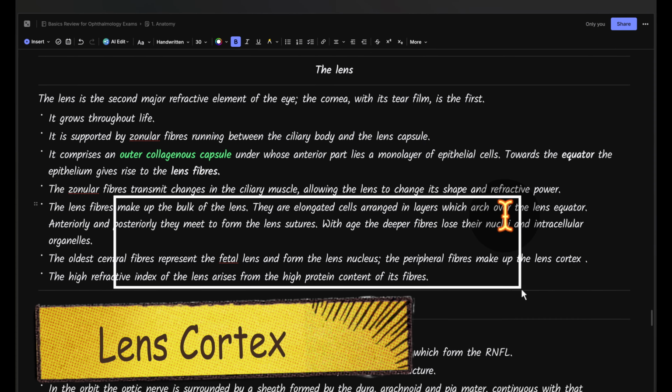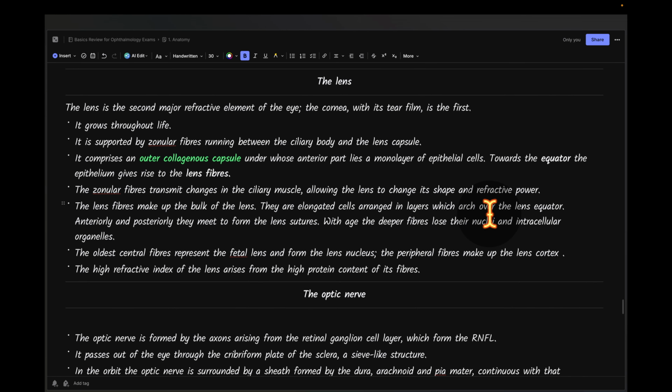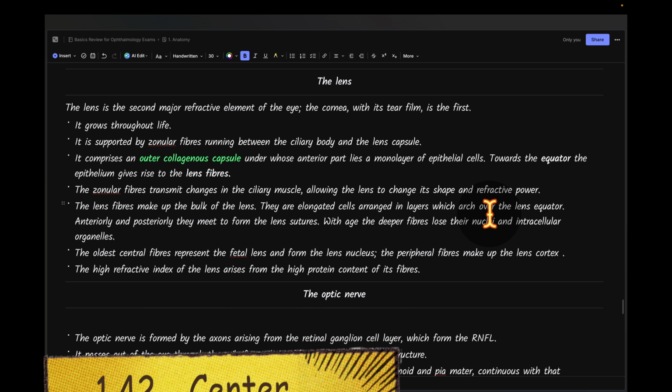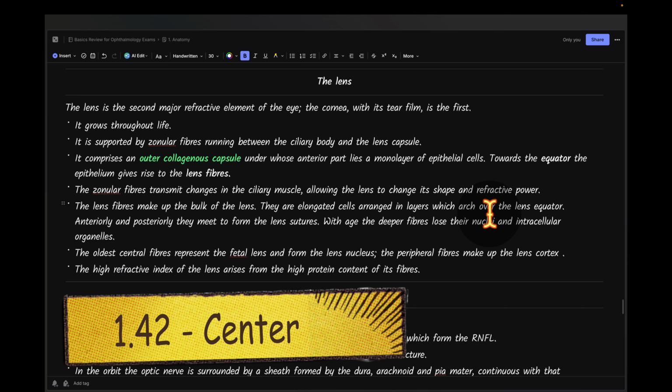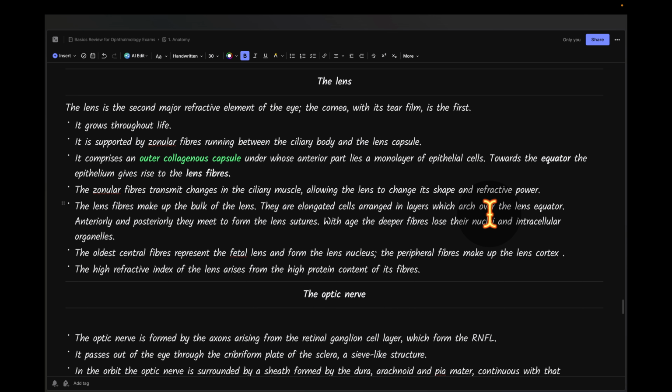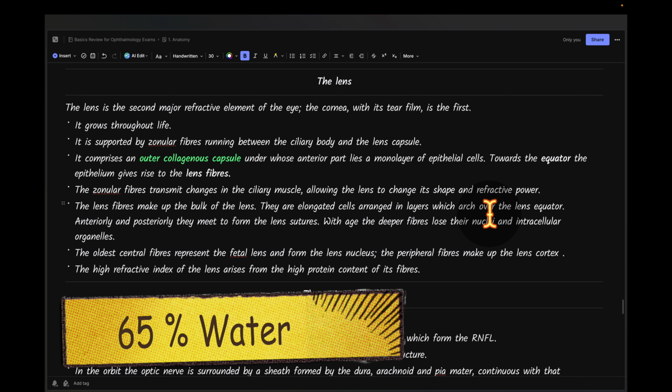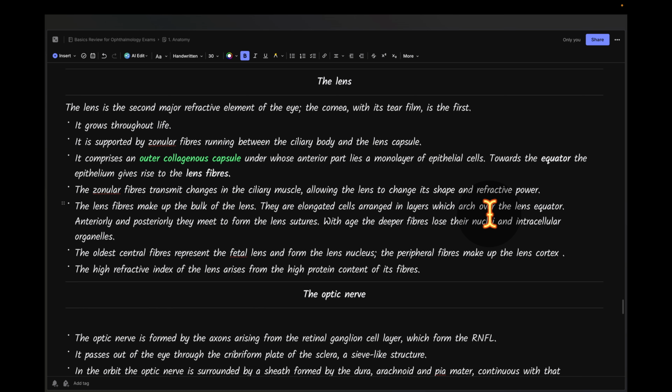Now, why is the refractive index of the lens so high? We know that the refractive index of the lens is 1.39 at the periphery, and it is 1.42 at the inner zone. So the reason for that is that the lens is the richest organ in protein. It is 35% protein, and it is 65% water, and there are no nerve fibers or blood vessels that supply the lens. The nutrition of the lens comes from the aqueous, and it bathes the lens from all its sides.